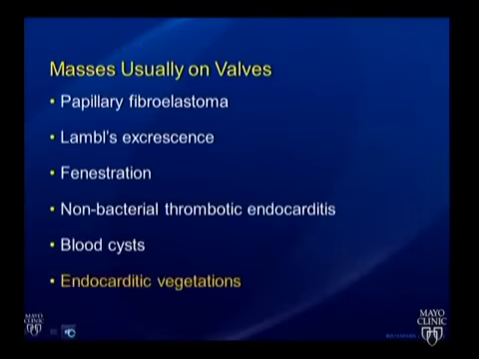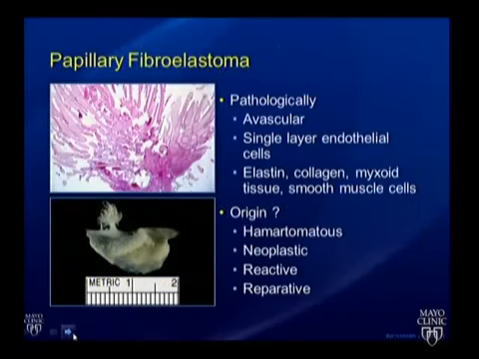Let's talk about masses that are usually on valves. We'll start out with papillary fibroelastoma. It's an avascular structure. It's usually a single layer of endothelial cells that surrounds these fronds, and there are multiple fronds. And underneath that single layer of endothelial cells, you have elastin, collagen, a little bit of smooth muscle cells from time to time, and it's this myxoid colloid that they're in.